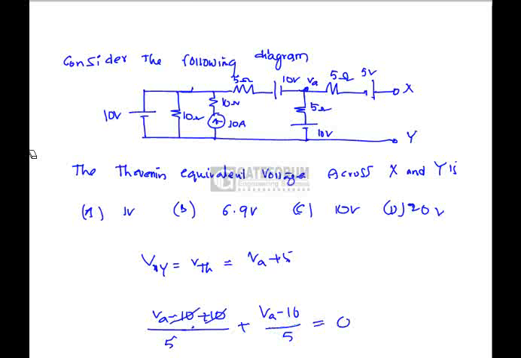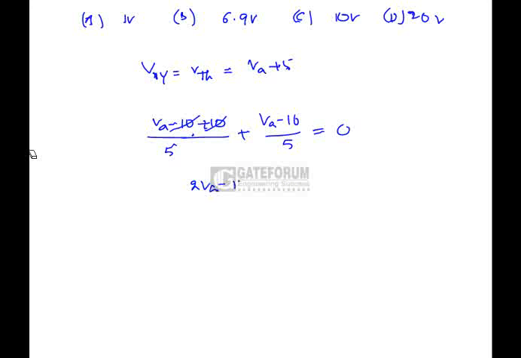This cancels. 2 VA minus 10 is 5 VA, here 2 VA minus 10 equals 0. VA equals 5 volts. Hence VThevenin is 10 volts. Hence option C is correct.